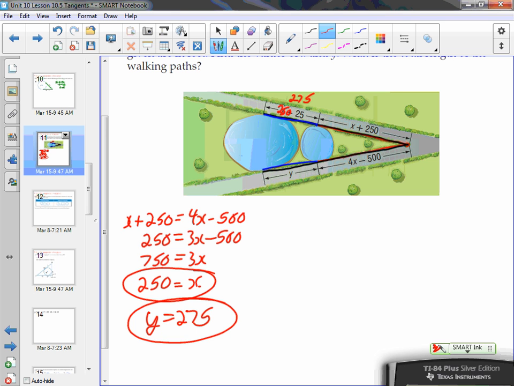Now, could I have set the length of the black segment equal to the length of the other black segment? Sure. But I think this was a little faster. I know it's a little faster. Make sense?